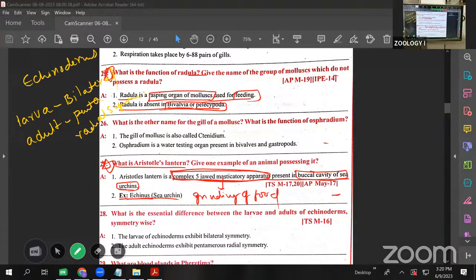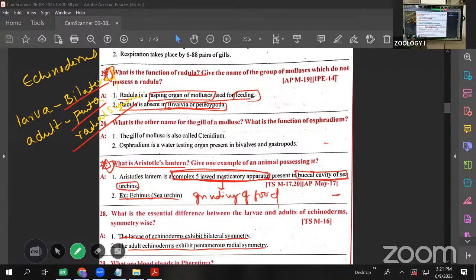See this one. The larva of the echinoderms exhibits bilateral symmetry, and the adult echinoderms exhibit pentaramous, or pentaradial, radial symmetry. Here is the difference. Symmetry-wise, the difference between the larva and adult is that larvae have bilateral symmetry and adults have pentaradial symmetry. Here, next.